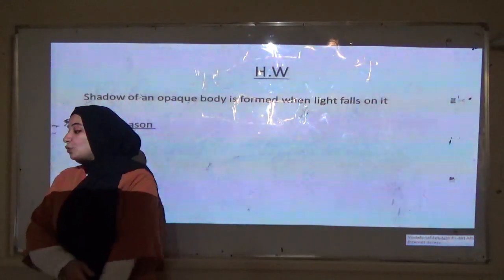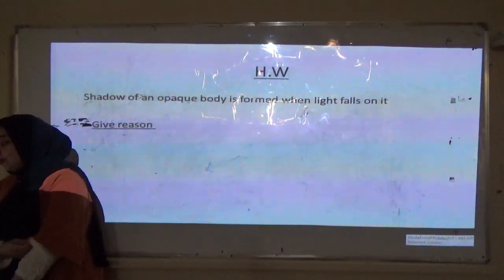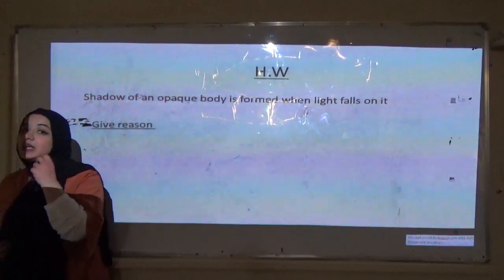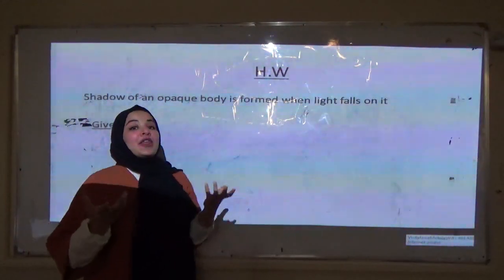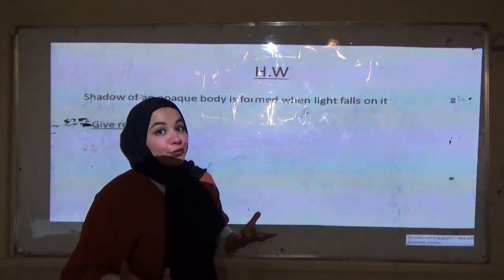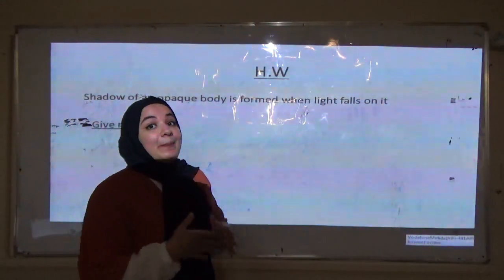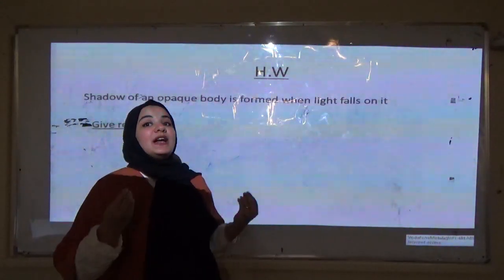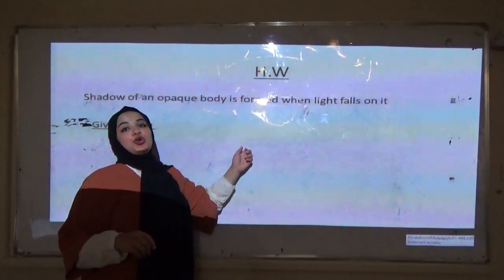And here's your homework question. The shadow of an opaque body is formed when the light falls on it. Why is the shadow of an opaque body formed when the light falls on it? Because light travels in what? This is your homework question.